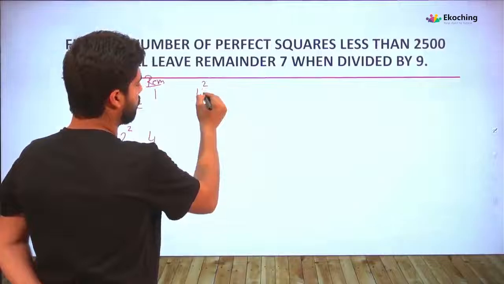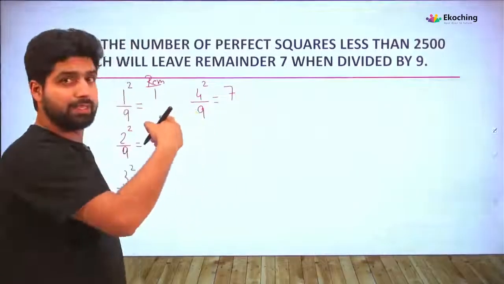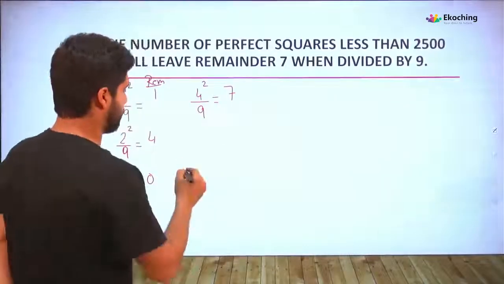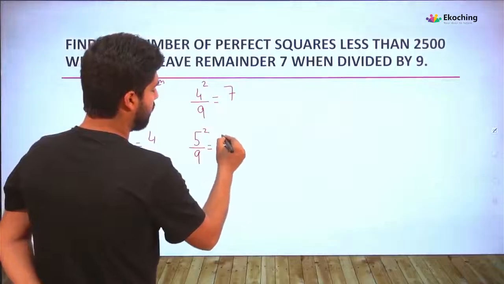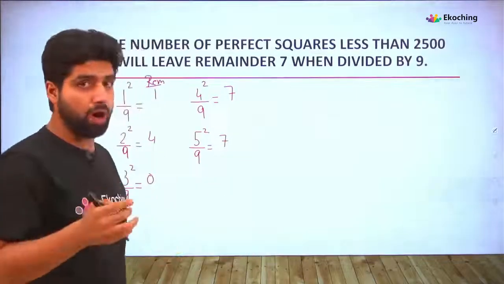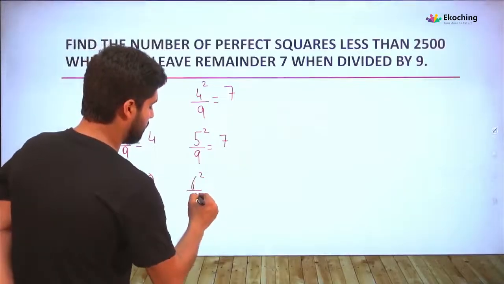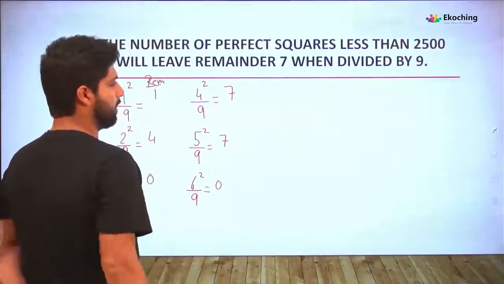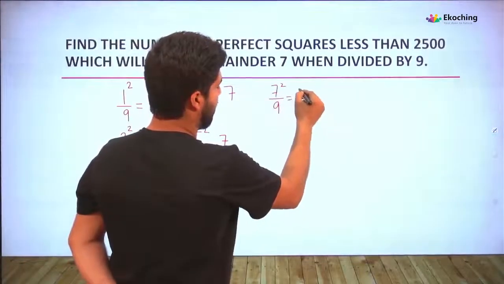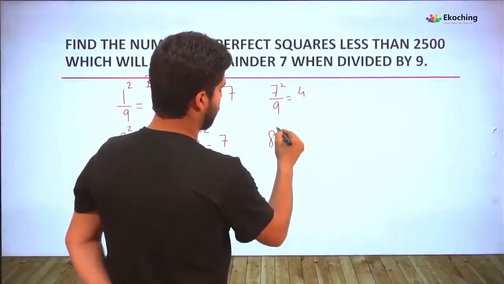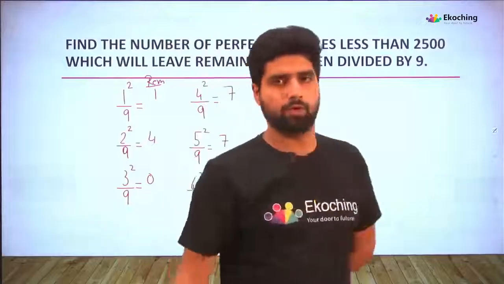Similarly, 4 square is 16, on dividing by 9 will give you the remainder 7, which is the demand of the question. 5 square, 25, dividing by 9 will also give you remainder 7. Wow, we have got 2 numbers here. Now 6 square, dividing by 9 will give you remainder 0. 7 square, 49, dividing by 9 will give you a remainder 4. And 8 square, 64, dividing by 9 will give you a remainder 1.